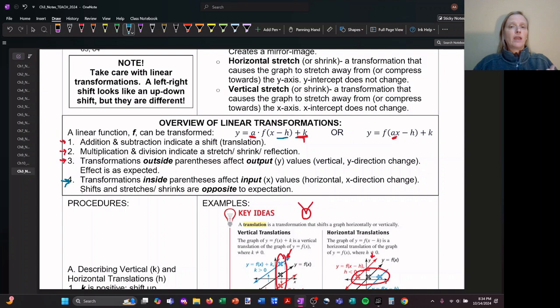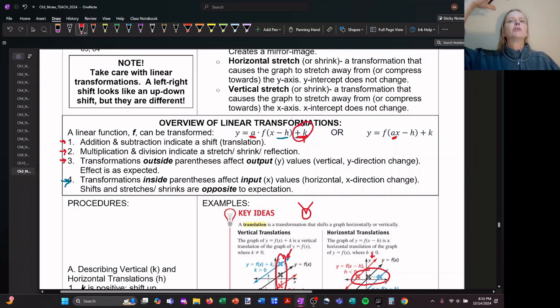One other important thing about outside parentheses versus inside parentheses transformations is that when the change is outside parentheses, then the change is what you expect it to be. When you add k, that's an upward shift. When you subtract k, when it's a negative number, then that's a downward shift.